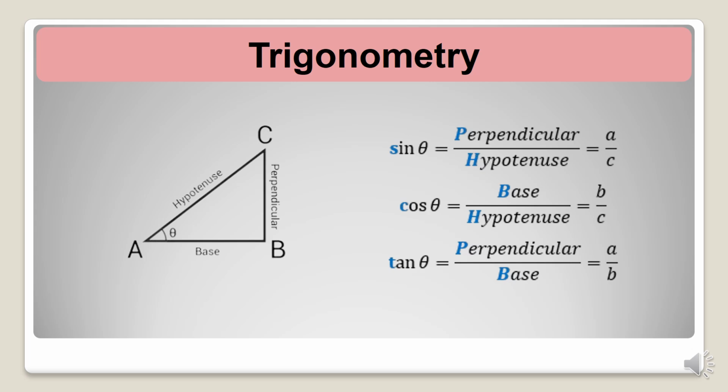Now, if you see here in right angle triangle ABC, base is AB, AC is the hypotenuse, and BC is the perpendicular. Sine theta will be perpendicular over hypotenuse, and that is A over C. Cos theta is base over hypotenuse, that is B over C. And then tan theta is perpendicular over base. You can remember it by saying a simple sentence: Some people have curly brown hair through proper brushing.